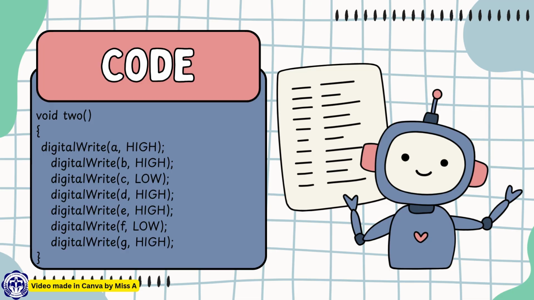The two function controls which segments of the 7-segment display light up to form the number 2. In this function, segments A, B, D, E, and G are turned on using digitalWrite HIGH, while segments C and F are kept off with digitalWrite LOW. By lighting these specific segments, the display forms the shape of the number 2. This function allows the Arduino to show 2 whenever two is called in the loop function, completing the sequence of numbers 0, 1, and 2.